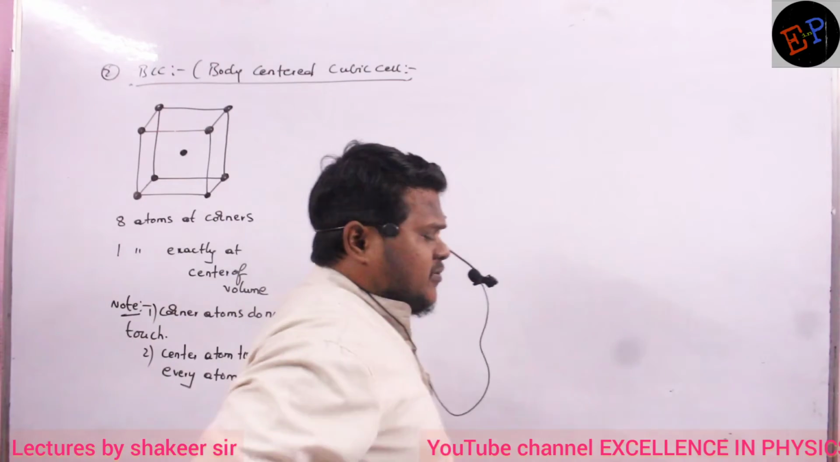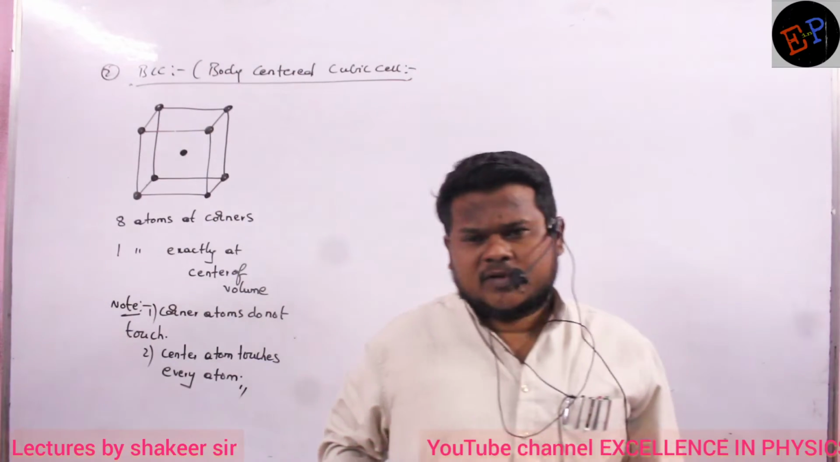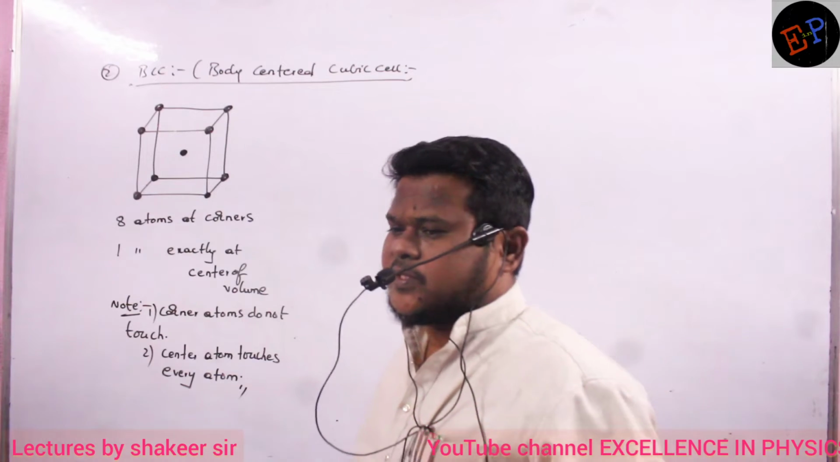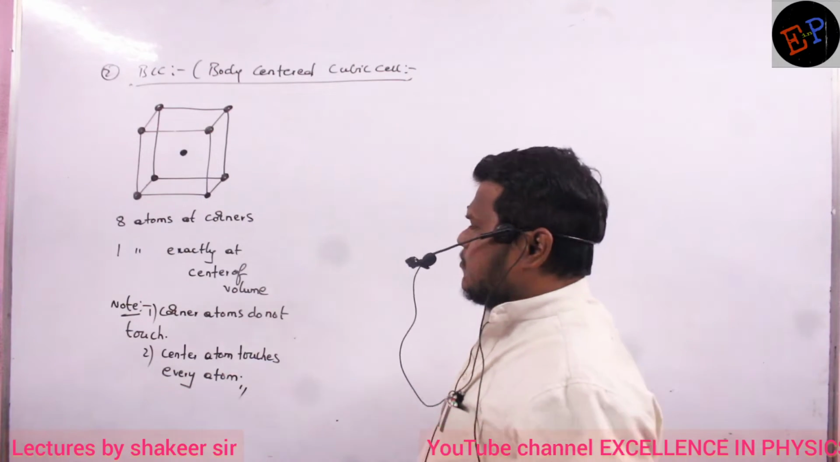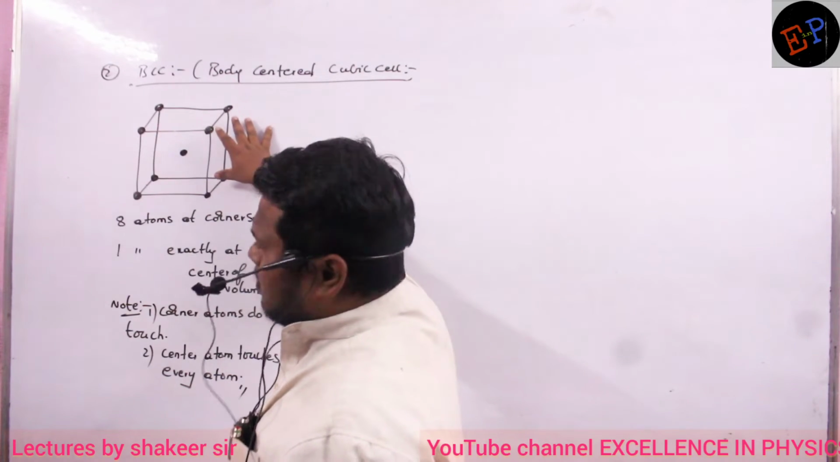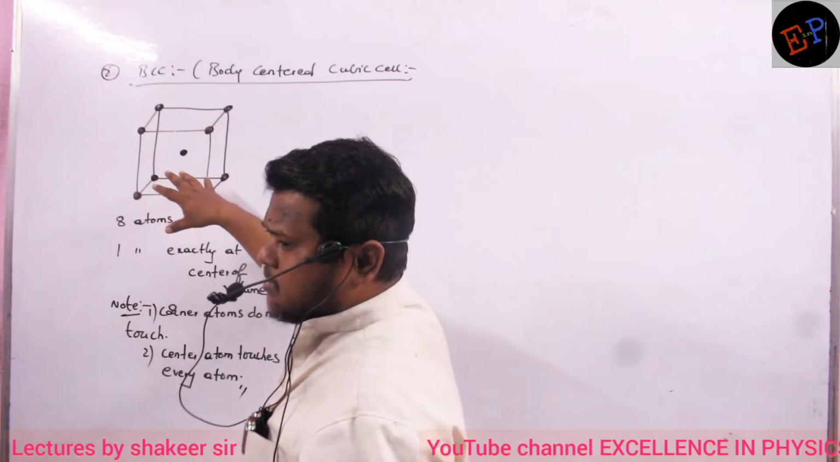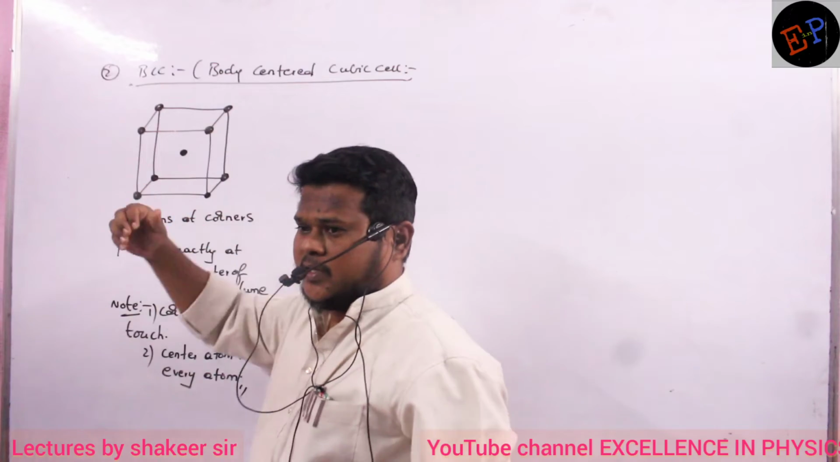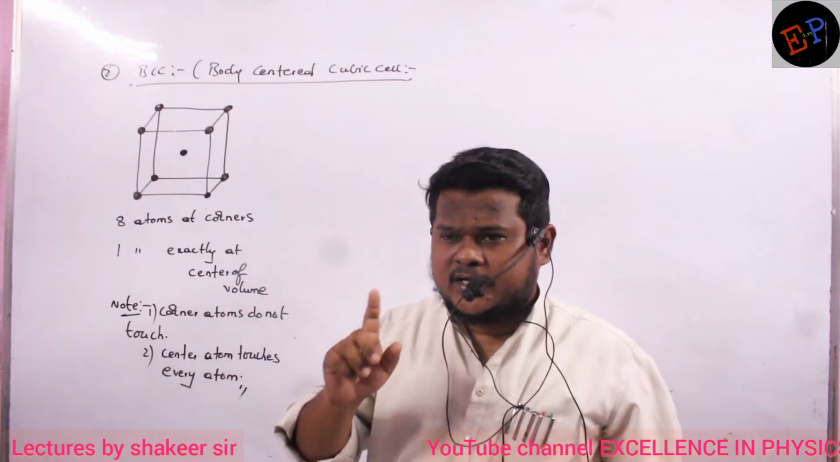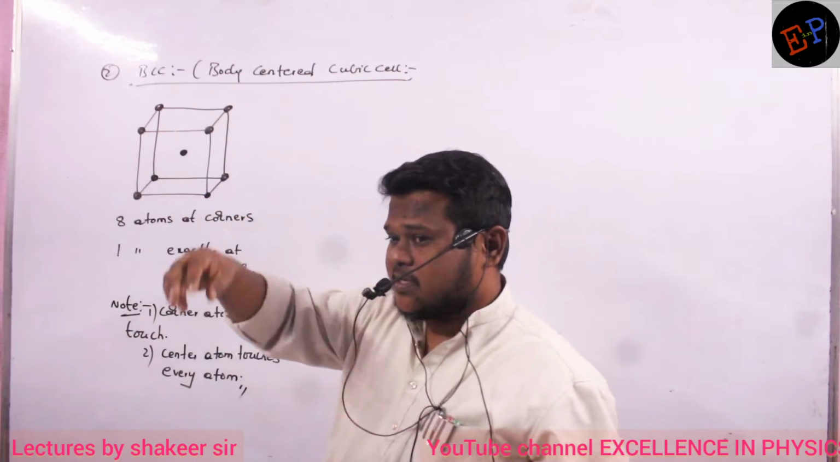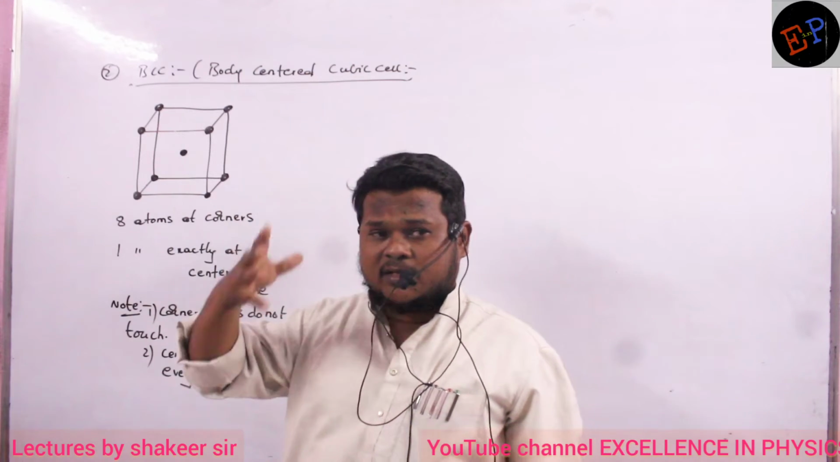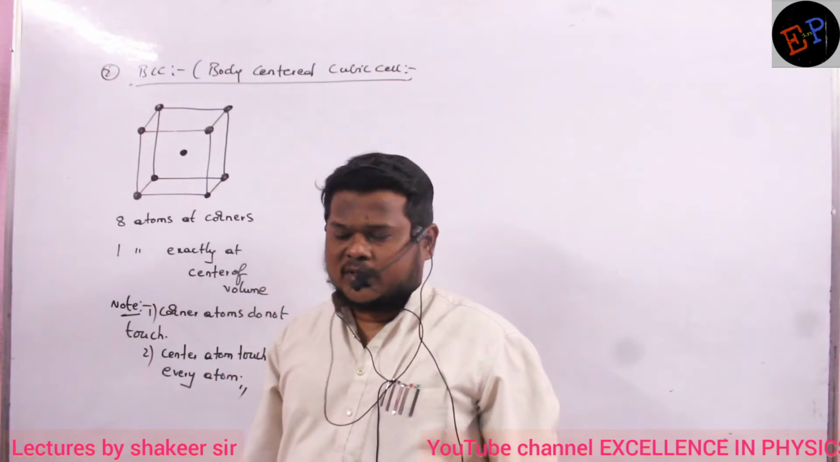So the second type of unit cell which we are studying is BCC. What is meant by BCC? Body centered cubic cell. Okay? So listen very carefully. Just like the primitive cell, 8 atoms are present at the corners. 8 corners are there, no? 8 atoms will be present. And in addition to them, there is one more atom exactly at the center. One atom in the middle. Are you able to understand?